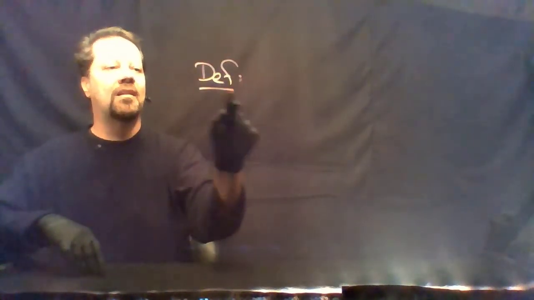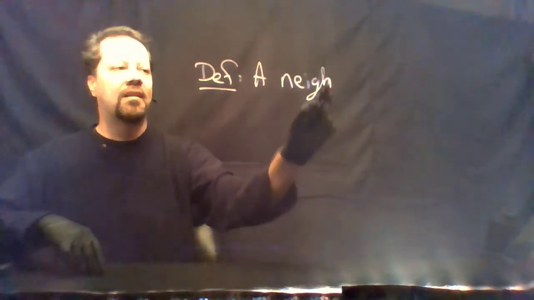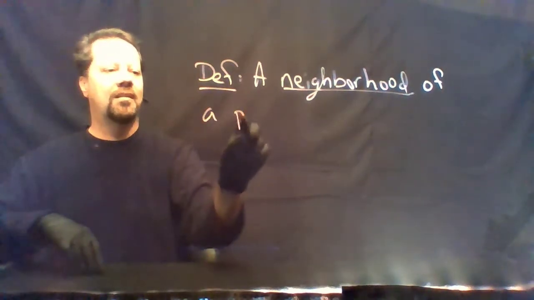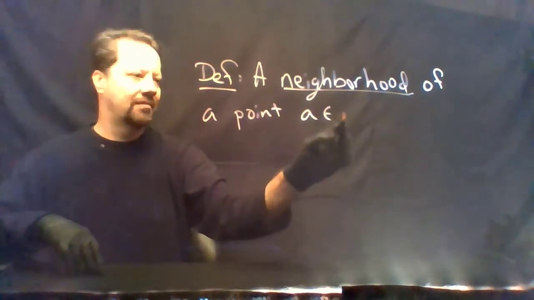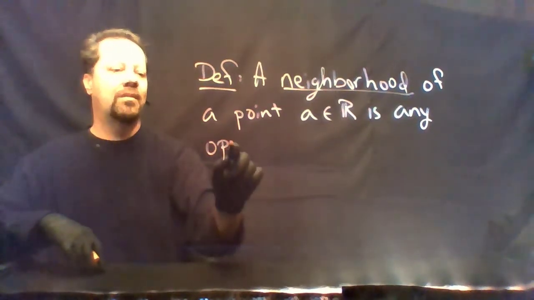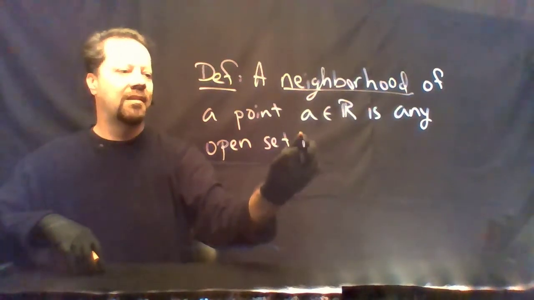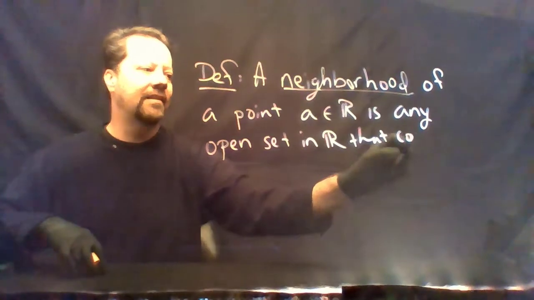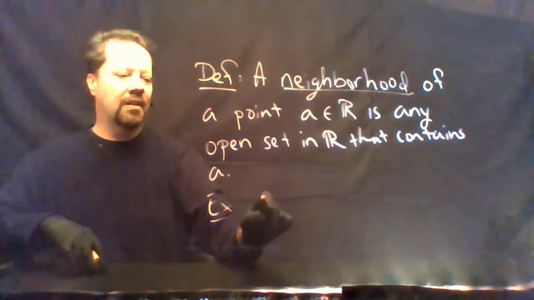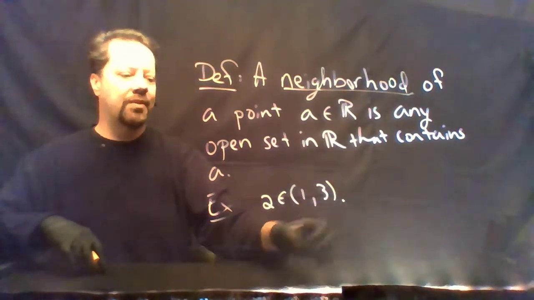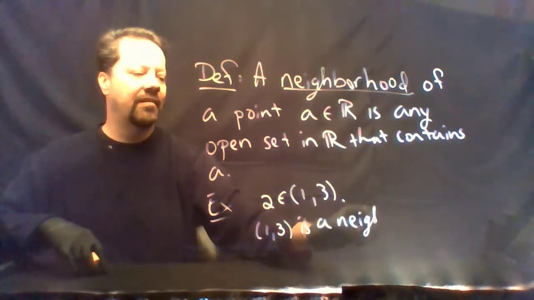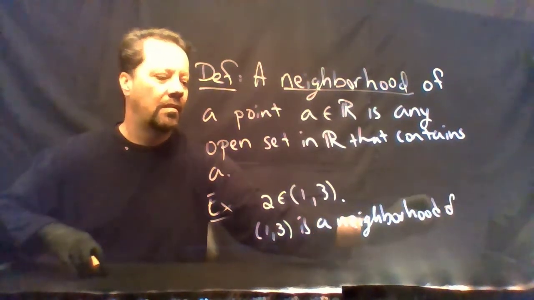Recall that a neighborhood of a point A in the set of real numbers is any open set in R that contains A. So for example, 2 is an element of the interval from 1 to 3, so 1 to 3, being an open interval, is a neighborhood of 2.